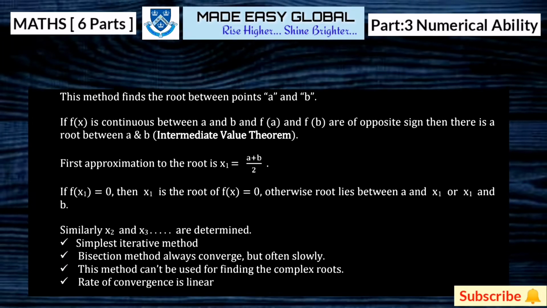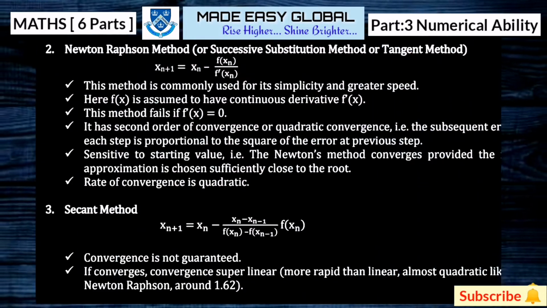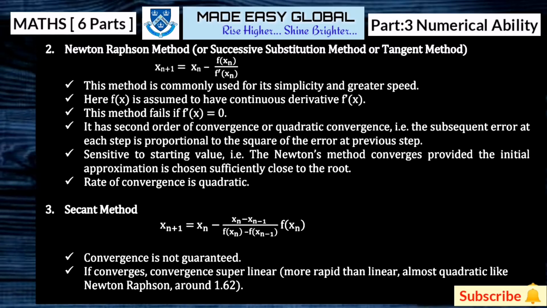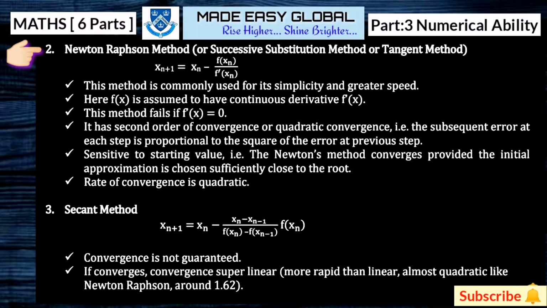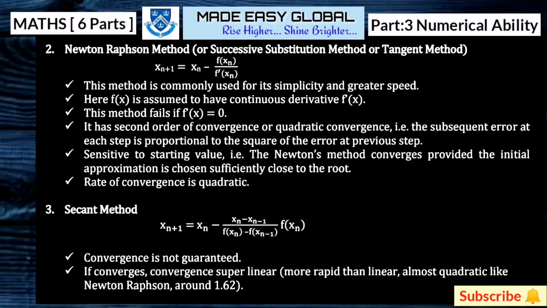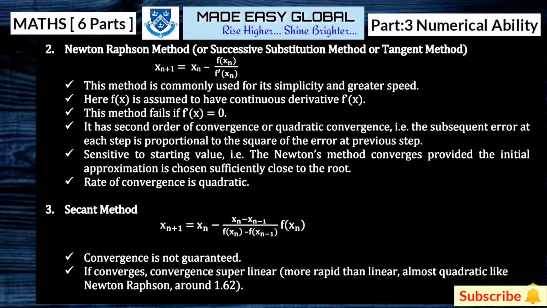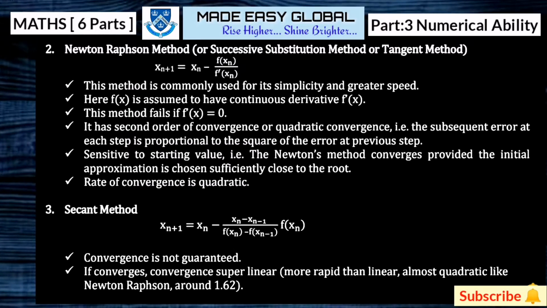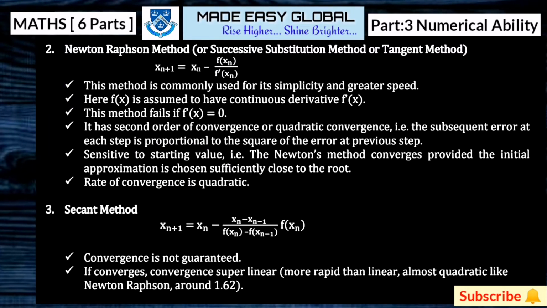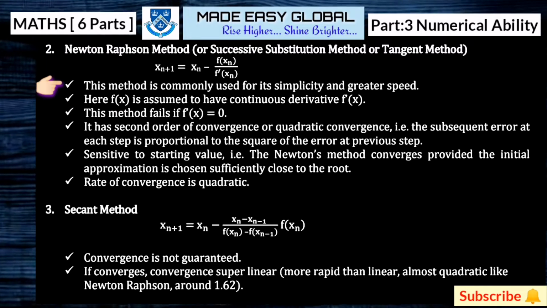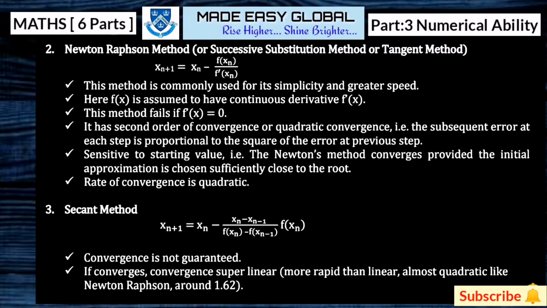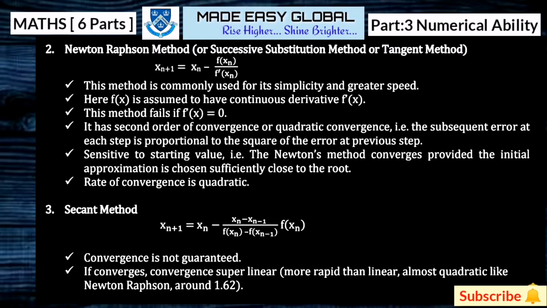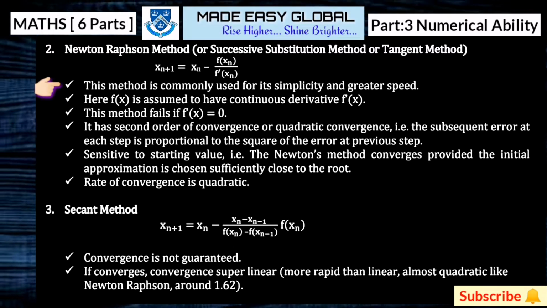Now let's move towards the next method, which is the Newton-Raphson method, or you can say the successive substitution method or tangent method. The equation for the Newton-Raphson method is x(n+1) = xn - f(xn)/f'(xn). This is the most favorite method for examiners in recent engineering exams. It is commonly used for its simplicity and greater speed.